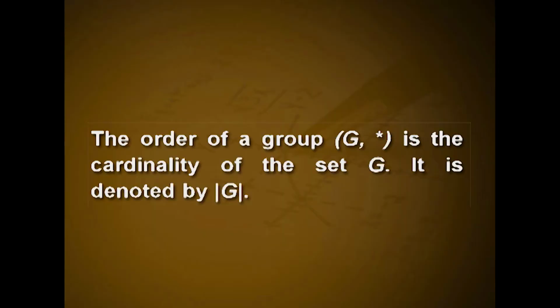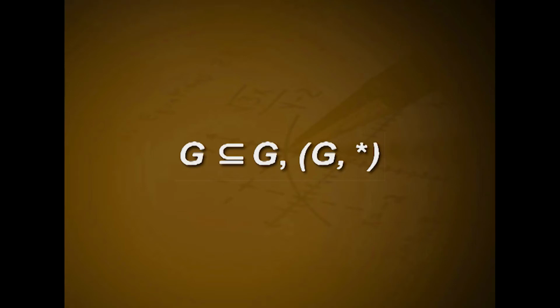Next definition. The order of a group (G, ⋆) is the cardinality of the set G, and it is denoted by |G|. Next definition. The order of an element g in a group G is the smallest positive integer n such that g^n = e.